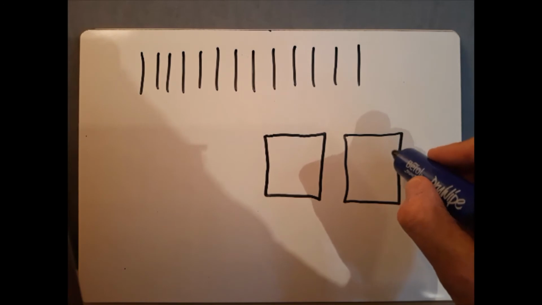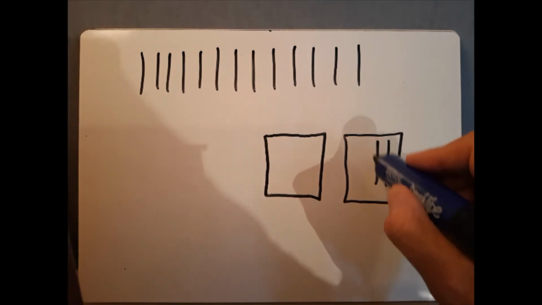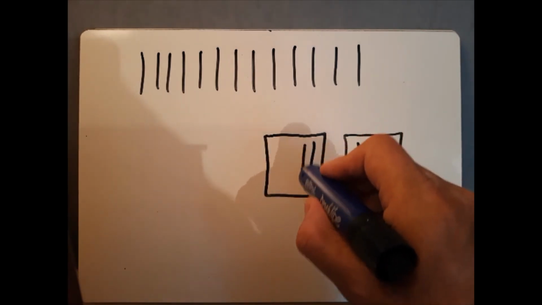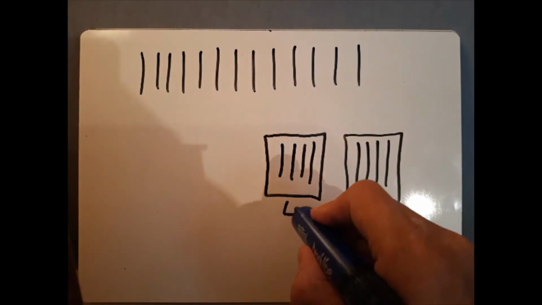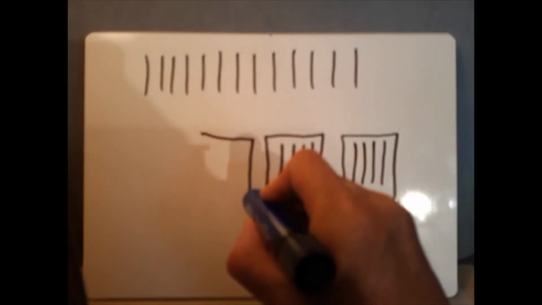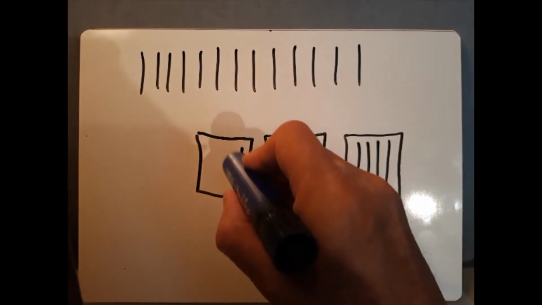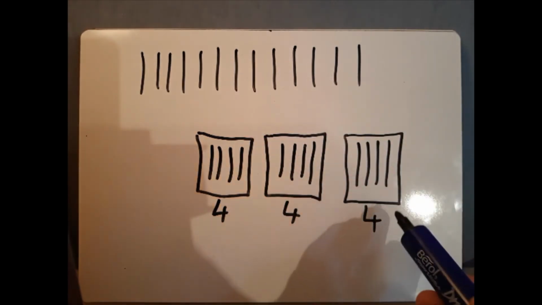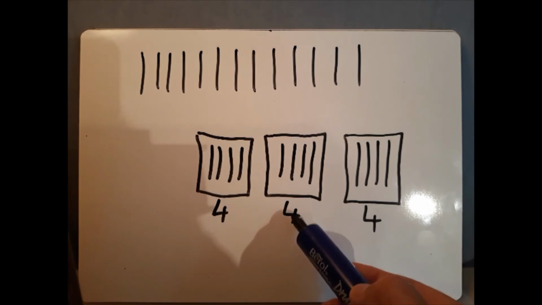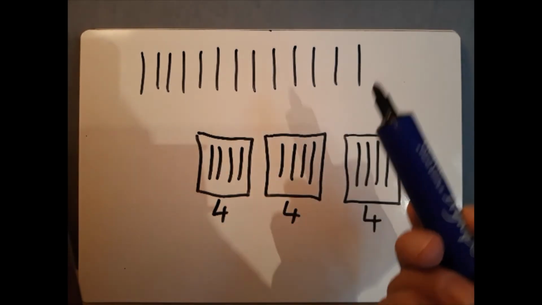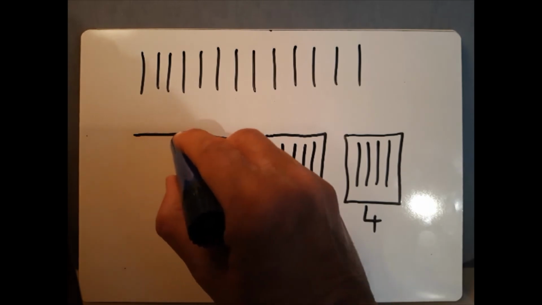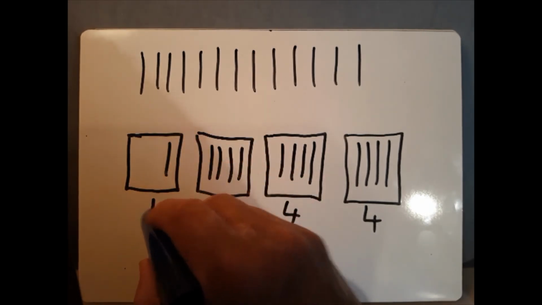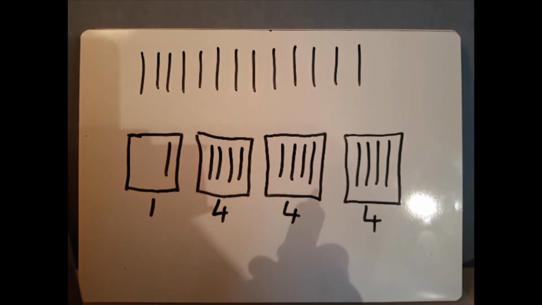We only get 4 in a box, so I'm going to have 1, 2, 3, 4 pencils in there. Can I get another box? 1, 2, 3, 4 pencils in there. So we've got 4 in each of these boxes. 4 and 4 is 8, and another 4 is 12, but I've got 13 pencils, so I need 1 more box. It's only got 1 pencil in it, but I still need it for my question.